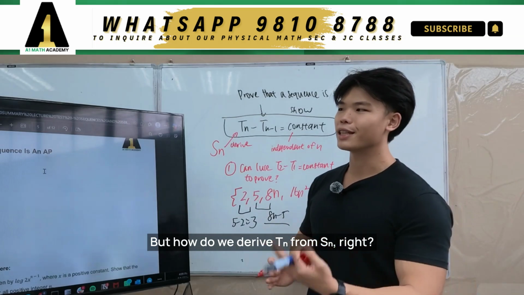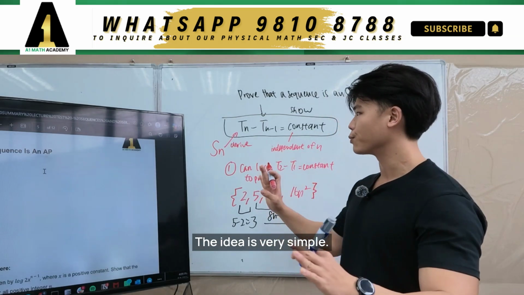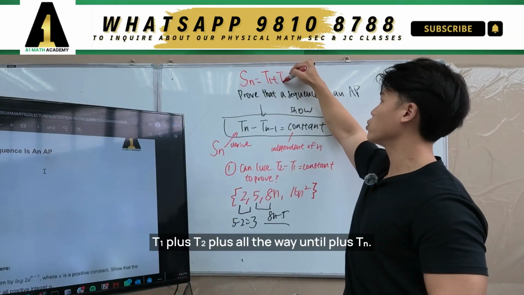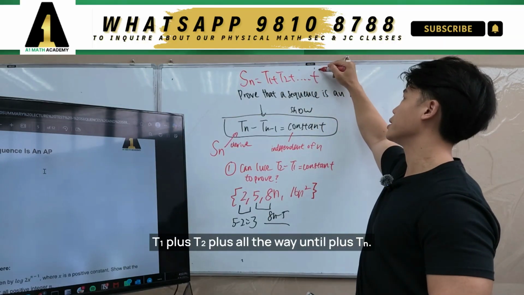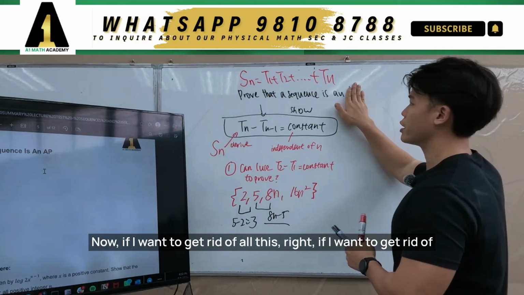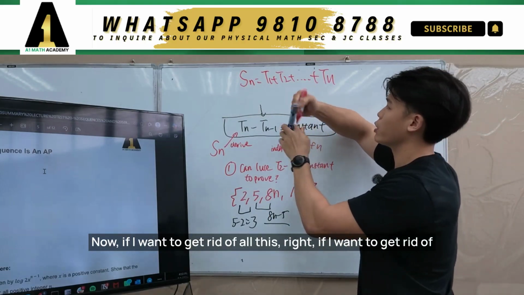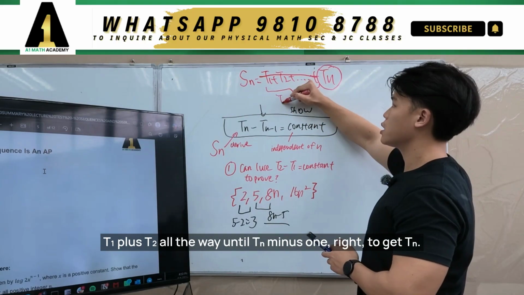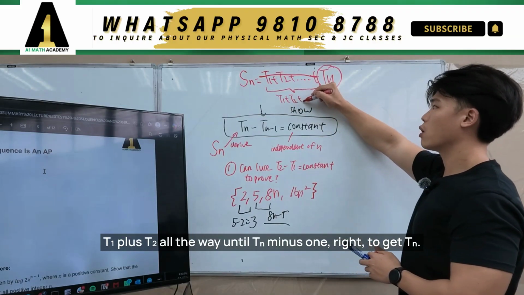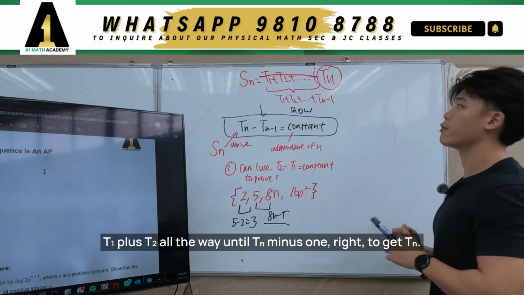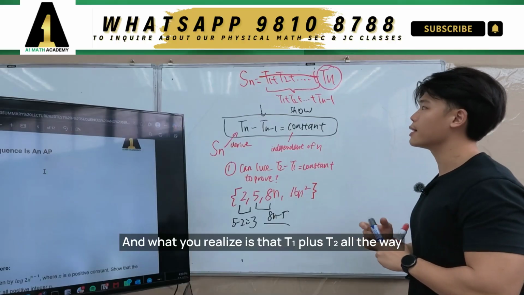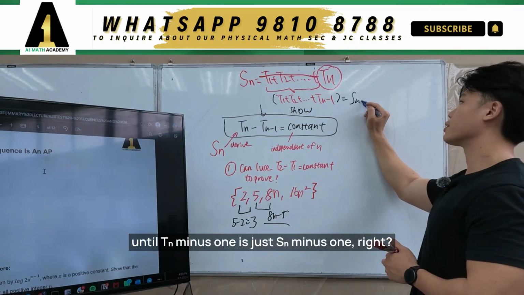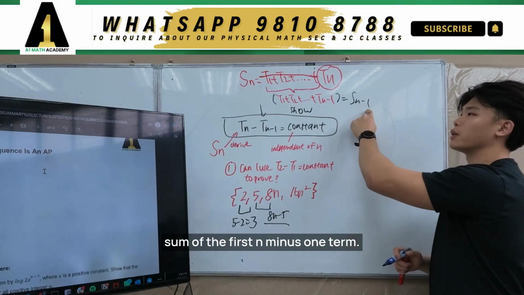But how do we derive Tn from Sn? Right, the idea is very simple. Sn is the sum of the first n terms, so T1 plus T2 all the way until plus Tn. Now, if I want to get rid of all of this and end up with just Tn, I will need to subtract away T1 plus T2 all the way until Tn minus 1, right, to get Tn. And what you realize is that T1 plus T2 all the way until Tn minus 1 is just Sn minus 1, right? Because we are talking about the sum of the first n minus 1 terms.